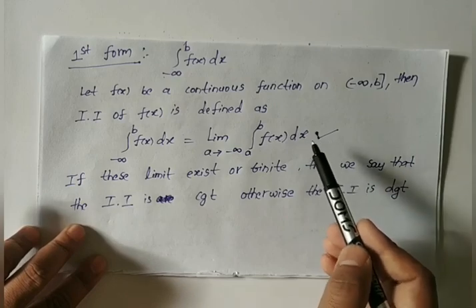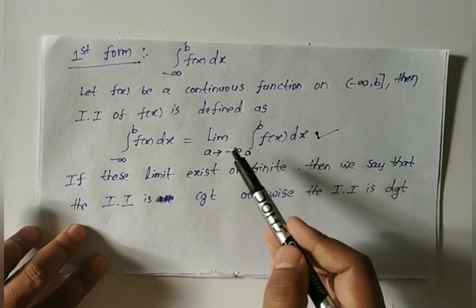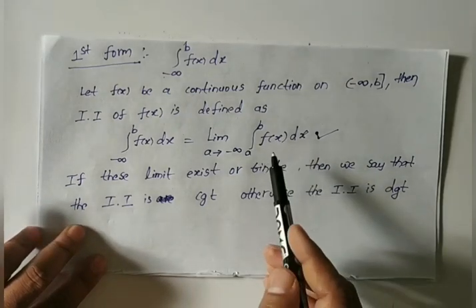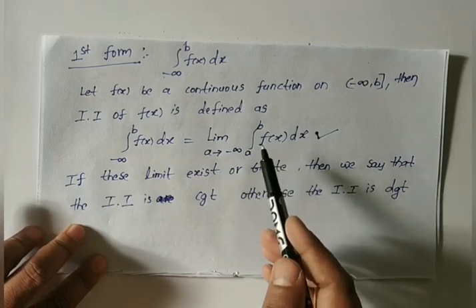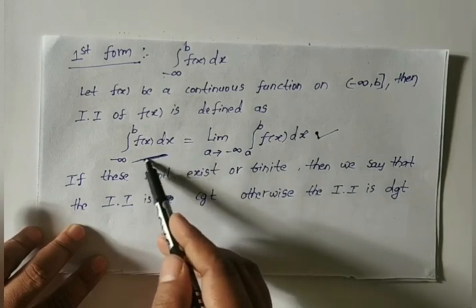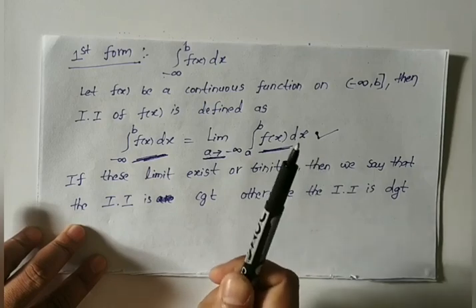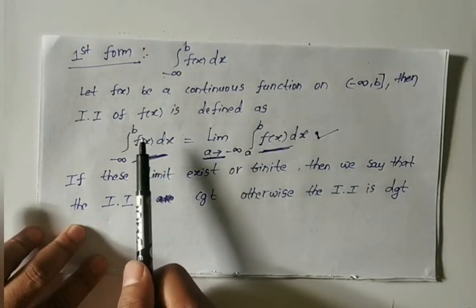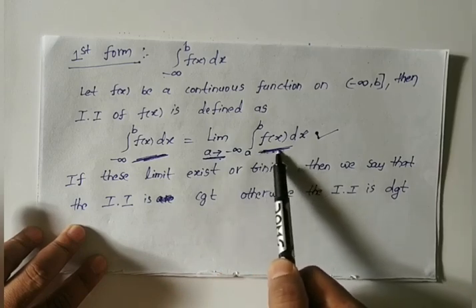Now let us see how we check the convergence of an improper integral of the first kind. First form of improper integral of the first kind. For checking whether the given improper integral of the first kind is convergent or divergent, first we have to convert the given improper integral into a proper integral by using a limit. So this is a proper integral, you know. This is a proper integral. This is an improper integral.